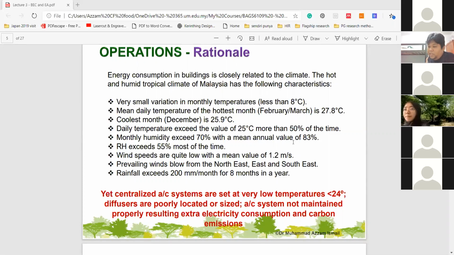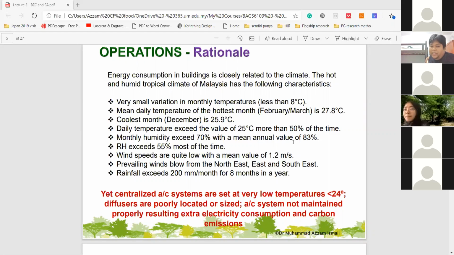Whereas our coolest is only about 2 degrees lower. So the coolest month is always December. The hottest month is always around February or March. It shifts in terms of days, but it doesn't shift in terms of months. So you can expect the hottest month should be around March, and the coolest month should be around December. If you ask me why, perhaps it's because of the monsoon.